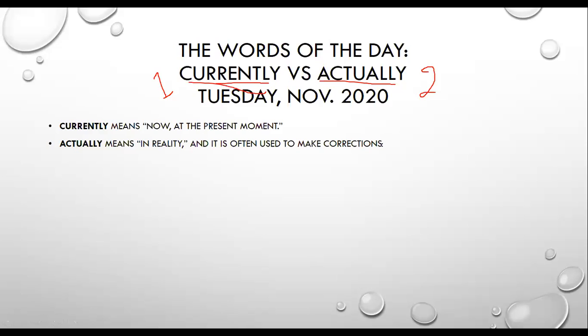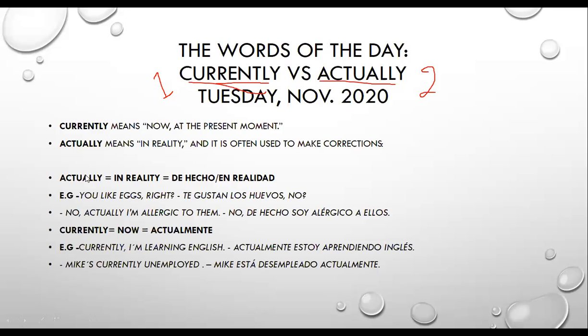For example, I can say, currently there's a hurricane alert in El Salvador. Or you can also say, currently I am studying English at night online. You can say actually, I like my English classes or I don't like my English classes. It's up to you. Actually is used to emphasize something. Currently means actualmente, and actually means de hecho o en realidad. So be careful with these two words, right?